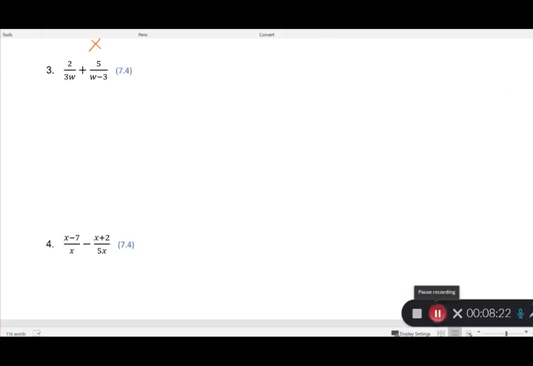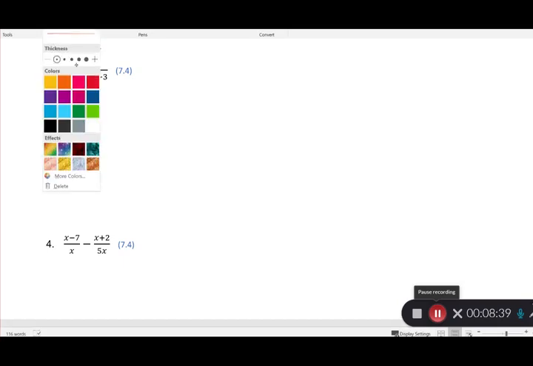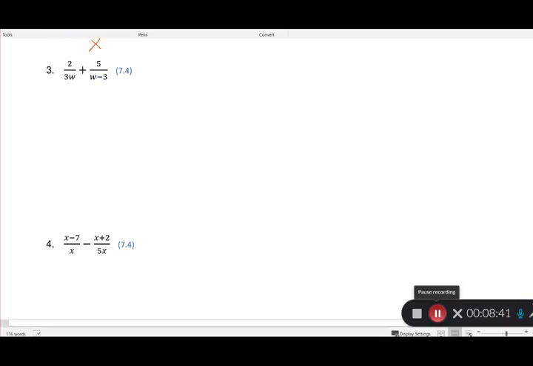Okay, so the next one now is from 7.4. The next two are from 7.4, and these are combining rational expressions. I chose two that didn't have common denominators, which means we're going to have to find a common denominator. You only have to find a common denominator when you're adding or subtracting. If you're multiplying or dividing, you don't have to worry about a common denominator. So please don't do that step. It's going to make your life a lot harder if you try to find a common denominator when you're multiplying or dividing. So with addition or subtraction, though, we have to have the same denominator.